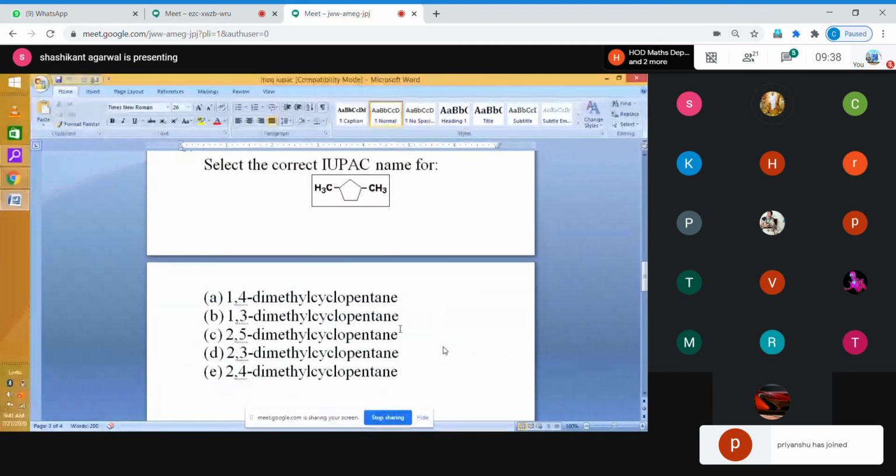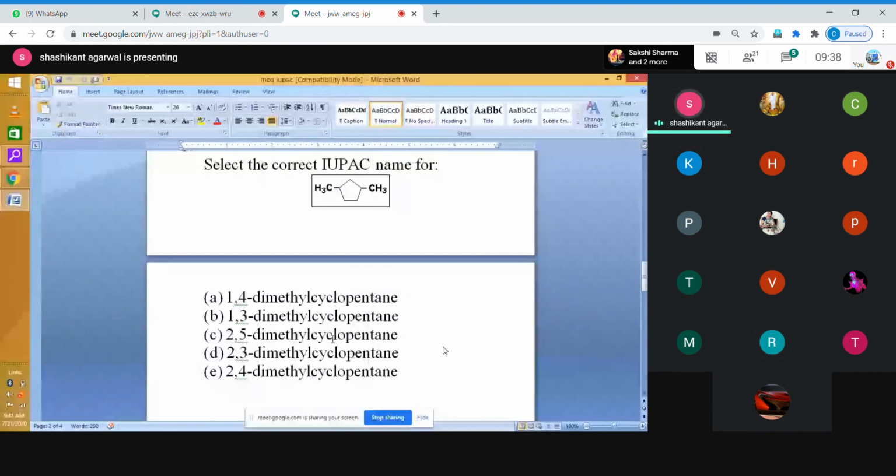So B. Yes, because in the B option, you can see that the number rule is being followed. 1,3 dimethyl cyclopentane. So clockwise and then only this numbering is possible. If I go anti-clockwise, then the name would be wrong. That is, 1,4 dimethyl cyclopentane is a wrong name. So the correct one, I again repeat, is 1,3 dimethyl cyclopentane. I hope that is clear to all. Yes, sir. Okay.